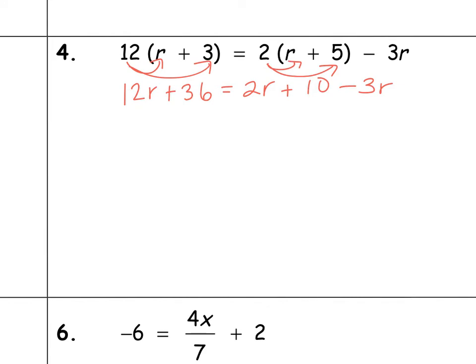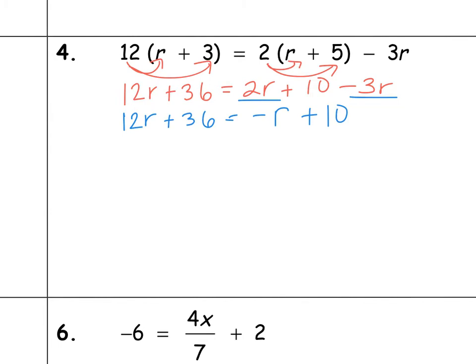There are no like terms on the left, but what I do notice is that I do have some like terms over here on the right. So now I'm just going to rewrite. We have our 12r plus 36 equals 2r minus 3r, which is just negative 1r, and I still have my plus 10. So now I've combined my like terms, so now I have to isolate my variable.